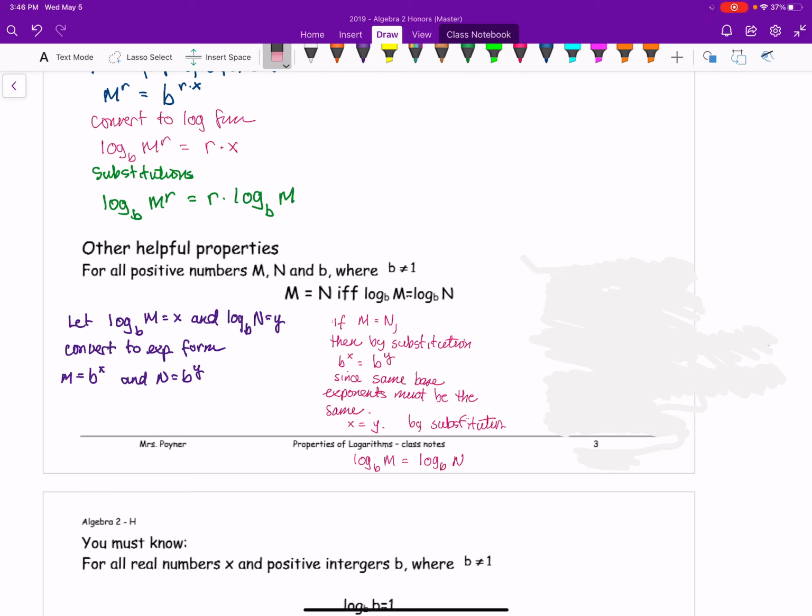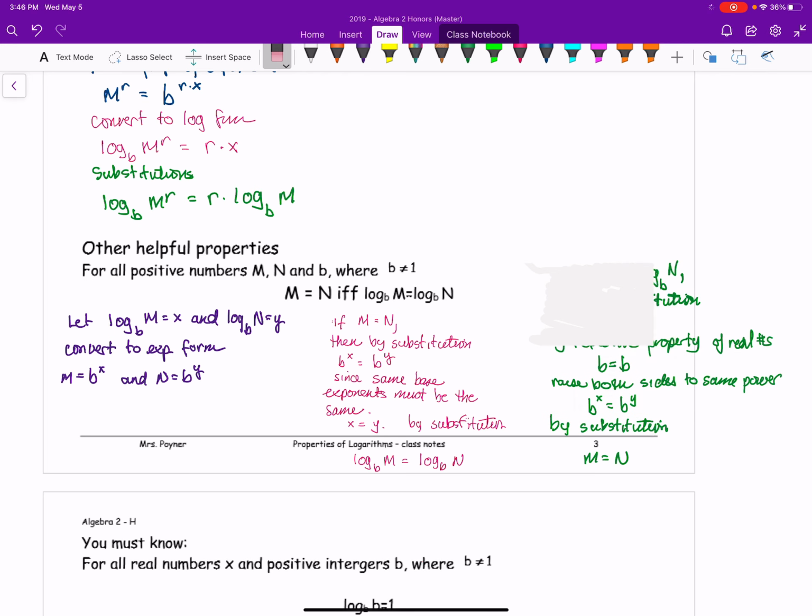By substitution again, I can substitute in from my given over here on the left-hand side in purple, that x is equal to log base b of m, and log base b of n is equal to y. So therefore, I've shown that if I start with m is equal to n, I can conclude that the two logarithms are equal to each other.